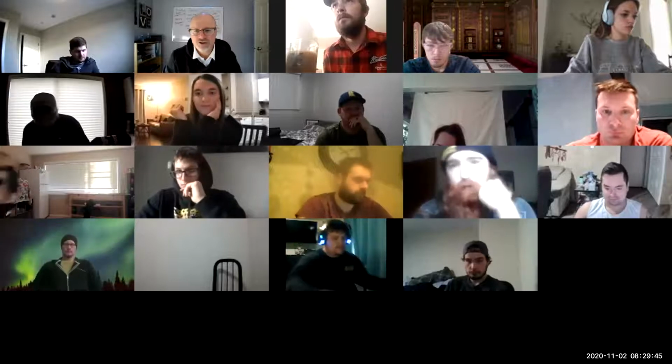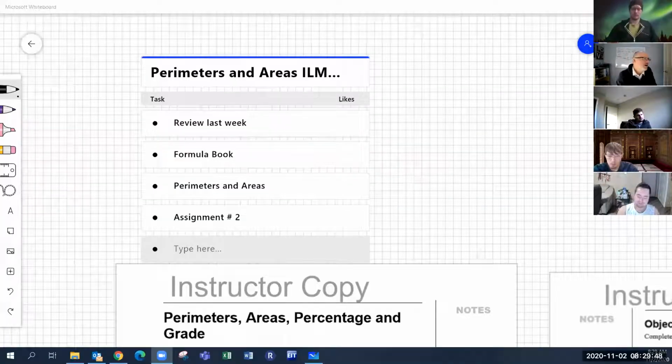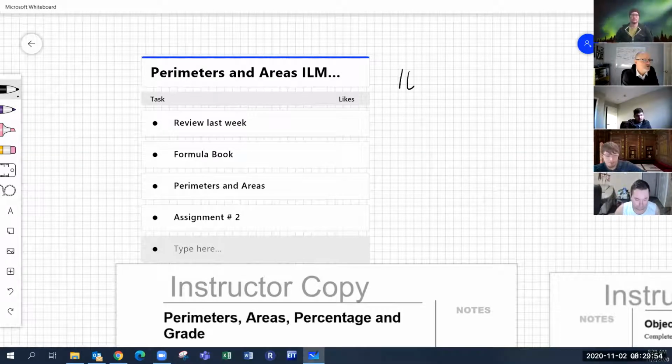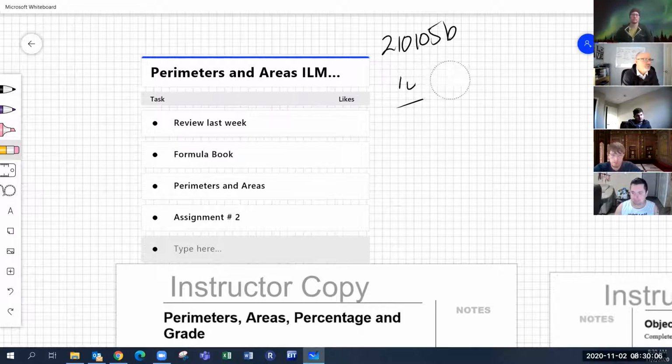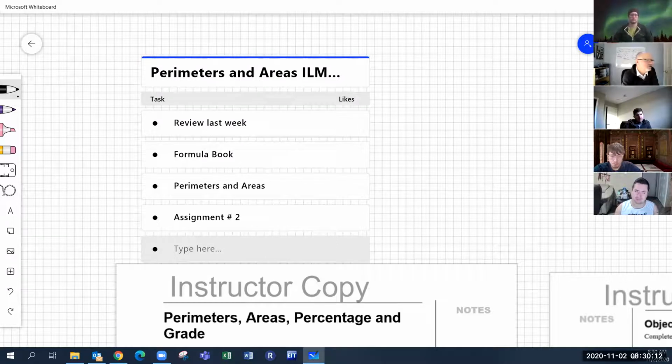The first thing I'm going to do is share my screen. So we are in perimeters, areas, percentage, and grade, and thank you for that. This is the 210105B ILM. If you have that, I would appreciate if you grab that particular ILM, pull it out, and we are going to start there.